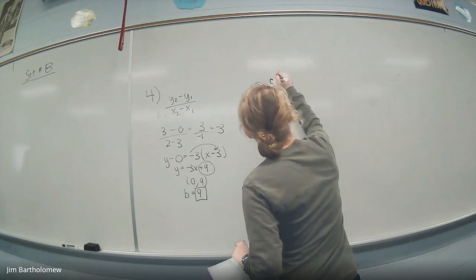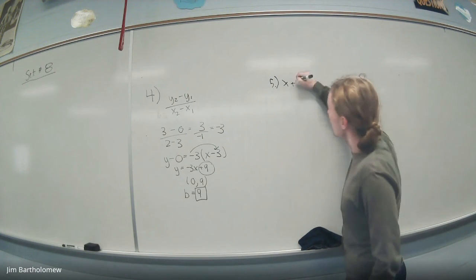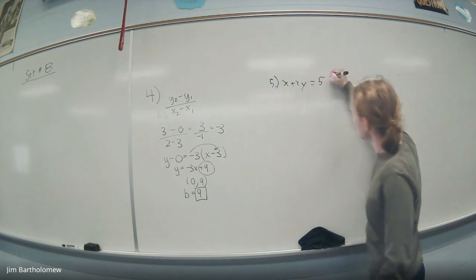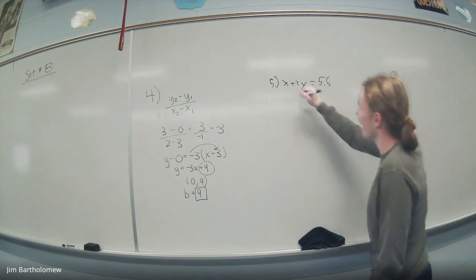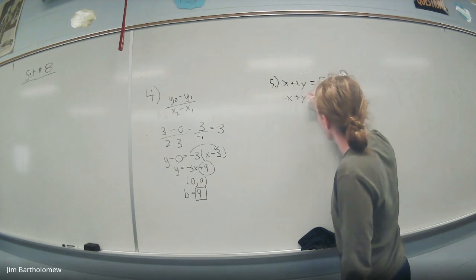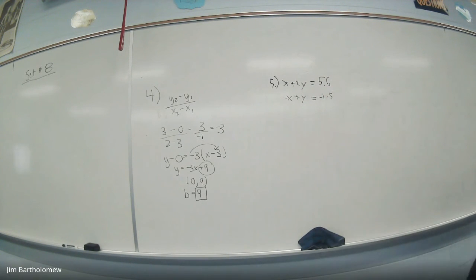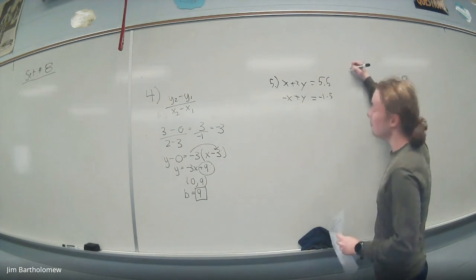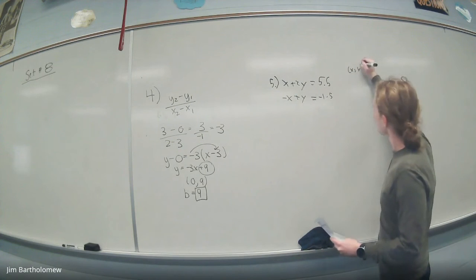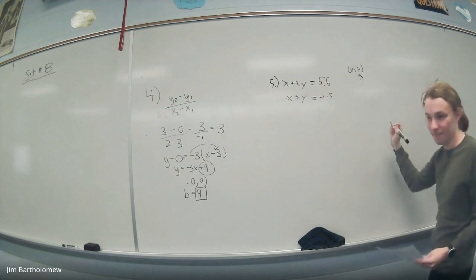In number 5, we have a system of equations. We've got x plus 2y equals 5.5, thank you very much. And negative x plus y equals negative 1.5. Yes, I have that right. So we need a point (x, y) that satisfies the equations. We need to find the value of y.